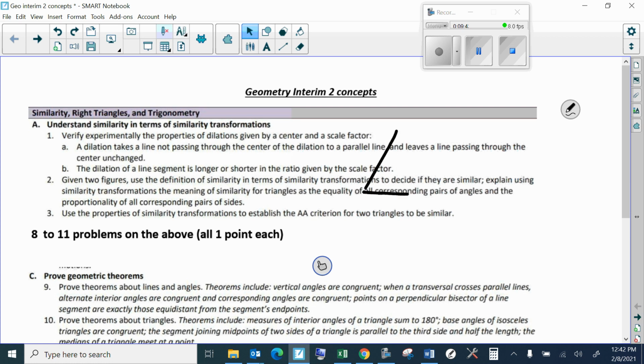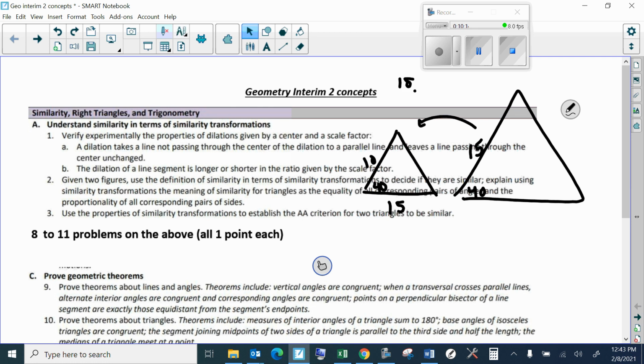So say I have this right here, and this is 40 degrees. This is 10, this is 15. So it's set up as SAS. So that means this would have to be 40 because the angles must be congruent, and the sides must have the same ratio. If they told me that was 15, then I can see its corresponding side is 10. So 15 over 10, if I'm going this way, reduces down to 3 over 2 because I divide each by 5.